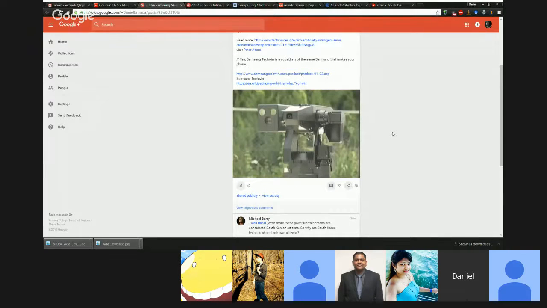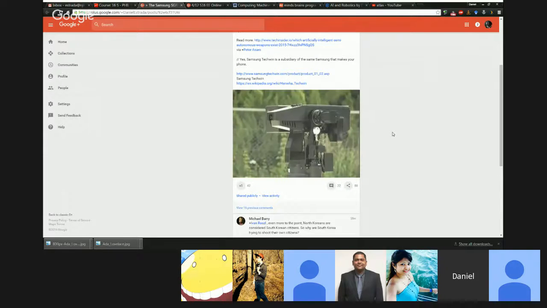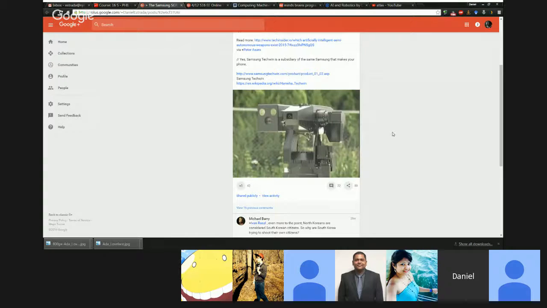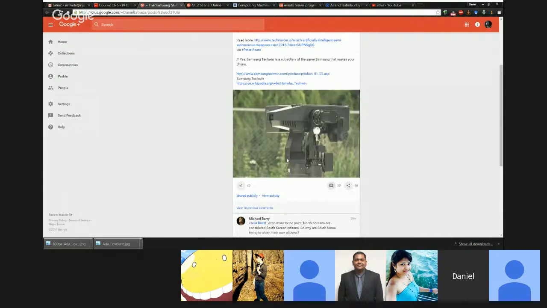South Korea deployed a bunch of these on the demilitarized zone between South and North Korea. Technically, there's still a war going on between South and North Korea. And so they used a bunch of these for defensive purposes on the border. But then there was a big humanitarian outcry because these things don't discriminate.